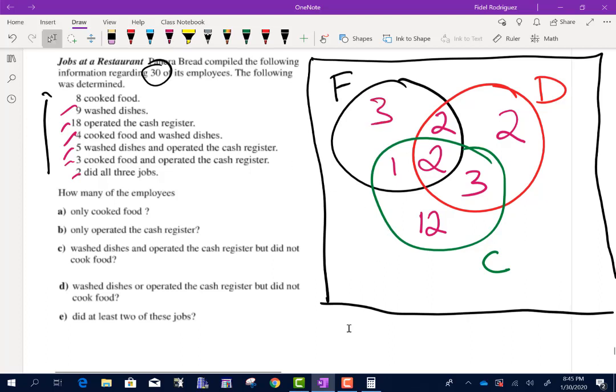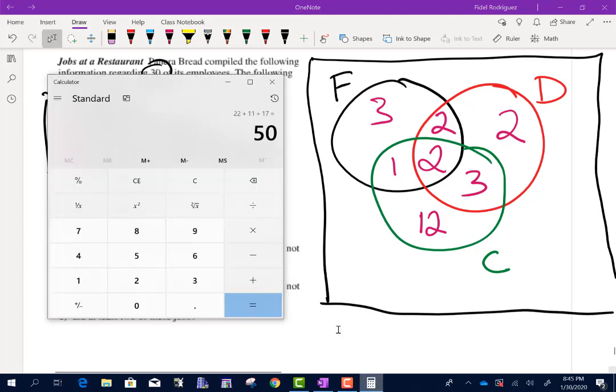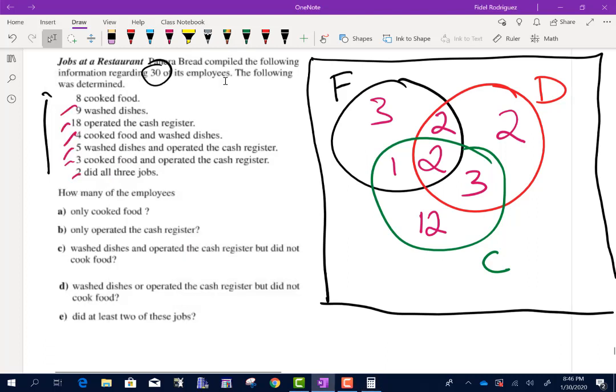Now remember, I still need to figure out, is there a number on the outside, right? So let's add up all those numbers. 3 plus 1 plus 2 plus another 2 plus 12 plus 3 plus 1 more 2. That gives me 25. We had a total of 30. So the number on the outside over here, guys, should be a 5.